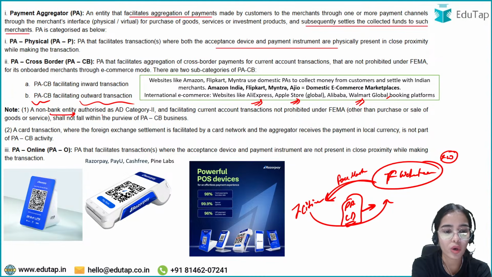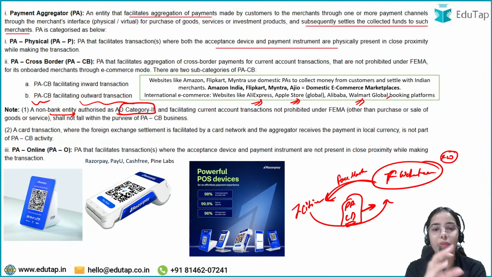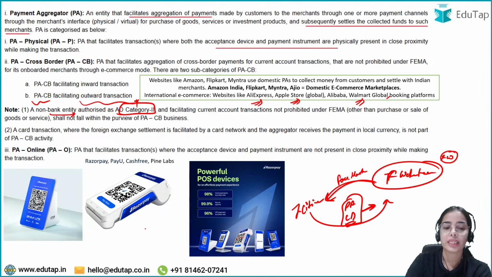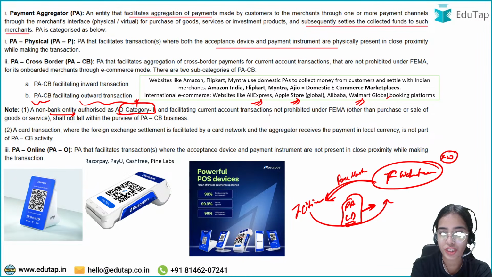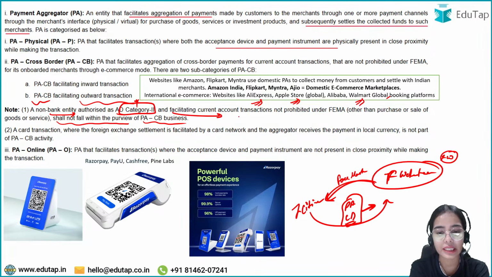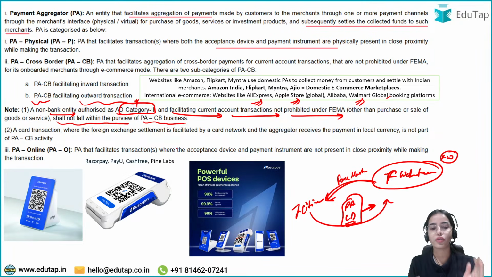So a non-bank entity authorized as authorized dealer category 2. So there are such non-bank entities that are not the banks. They are also authorized as authorized dealer category 2. They are also allowed to undertake or to help in the foreign exchange transaction. Okay, so they shall not fall under the purview of the payment aggregator cross-border business, and they are facilitating the current account transaction not prohibited under FEMA, so they shall not fall within the purview of payment aggregator cross-border business.